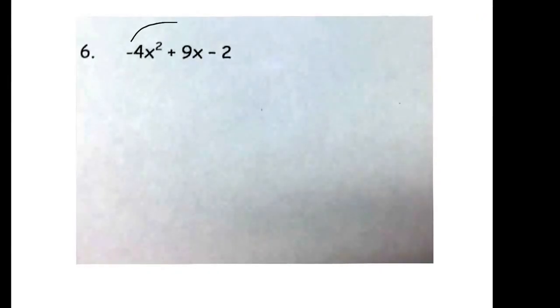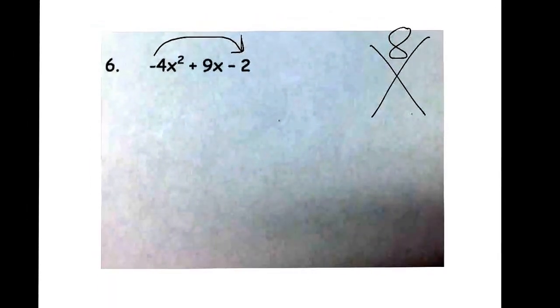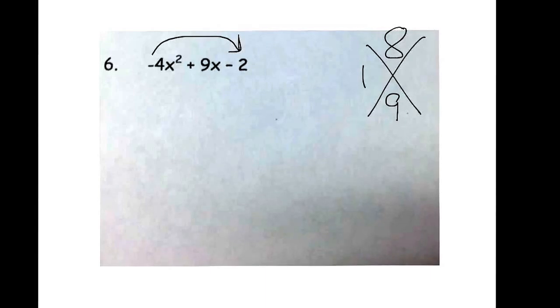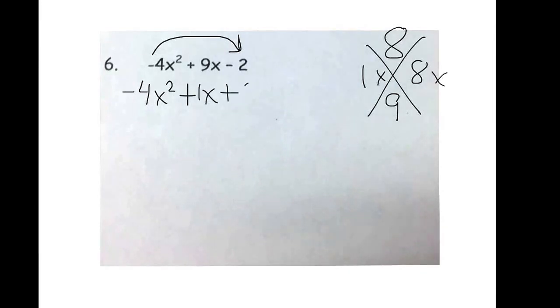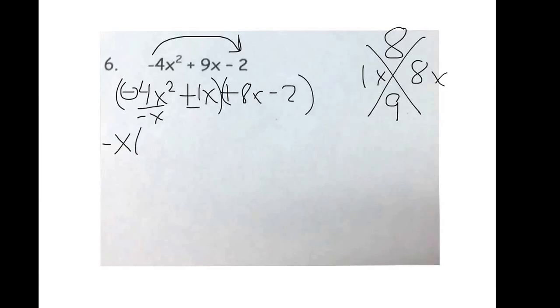Here we had a negative in front, so negative 4 times negative 2 is positive 8, and a 9 there, so that's 1 and 8. So negative 4x squared plus 1x plus 8x minus 2. So I group. Since that's a negative, that means I have to pull out a negative x. When I do that, that becomes a 4x, and that becomes a minus 1.